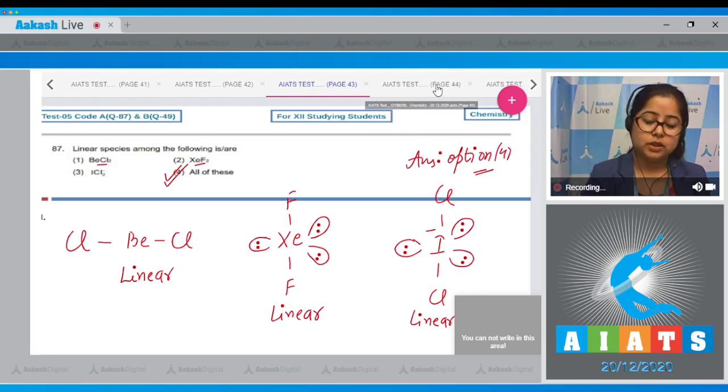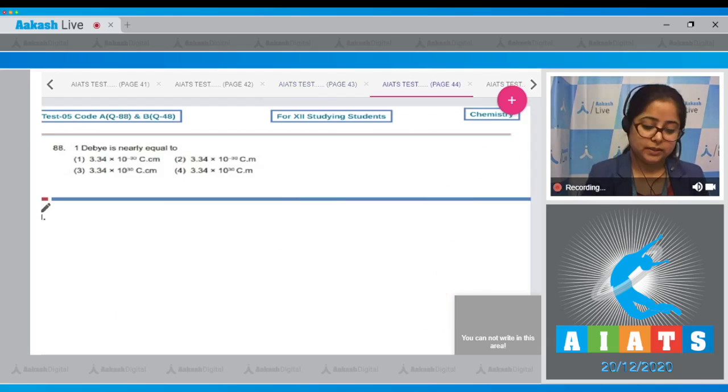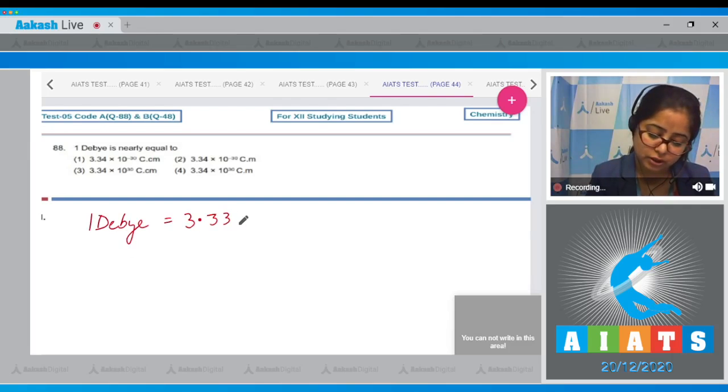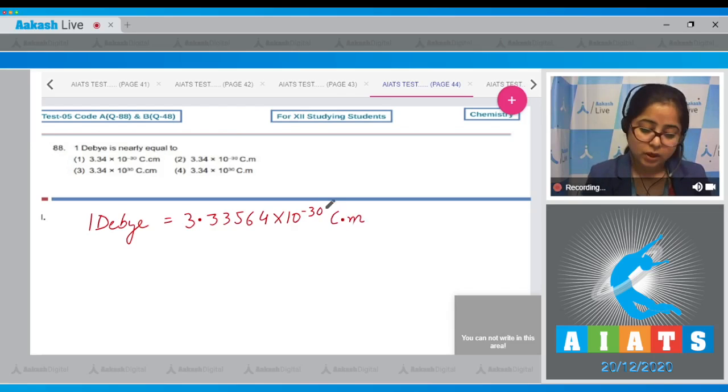Moving to next, which is question number 88. Let's read it. 1 debye is nearly equal to? Student, this is again a very easy question. As we all know that 1 debye is equal to 3.33564 into 10 to the power minus 30 coulomb meter. That means the correct answer is option number 2.